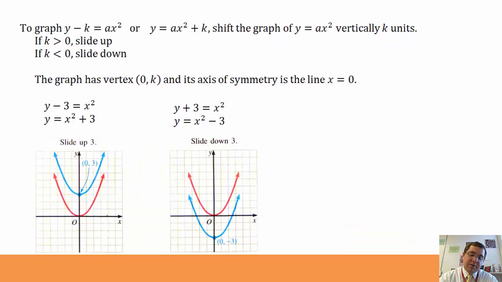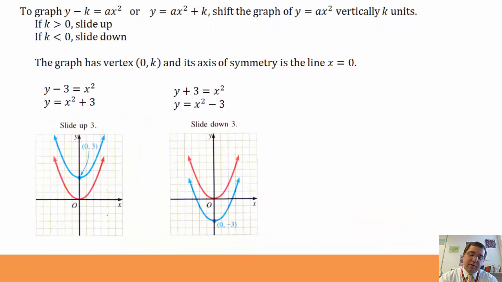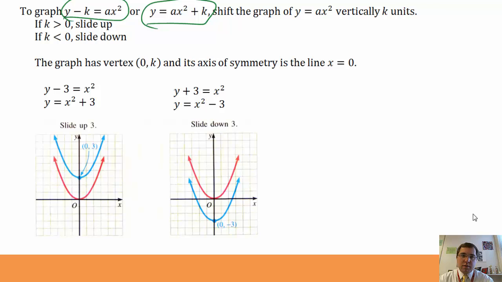Let's say instead of subtracting a number off from x, we're actually subtracting it off from y. To graph y minus k equals ax squared, which notice is the same as adding the k to the other side and having y equals ax squared plus k, so those are the same, shift the graph of y equals ax squared vertically k units. So if we have y minus 3 equals x squared, and notice that's equivalent to y equals x squared plus 3, then k is 3, and we can shift it up 3. So the vertex was at 0, 0. It's now at 0, 3.